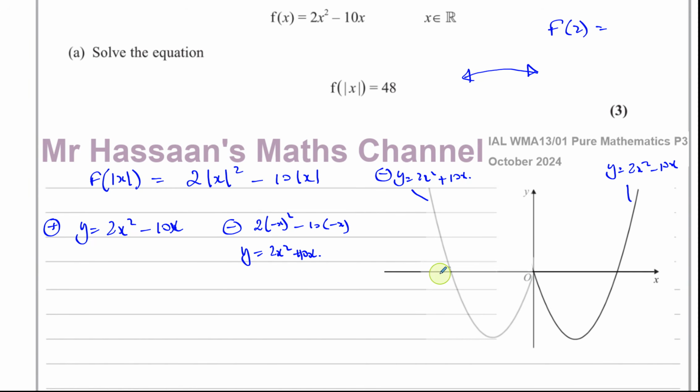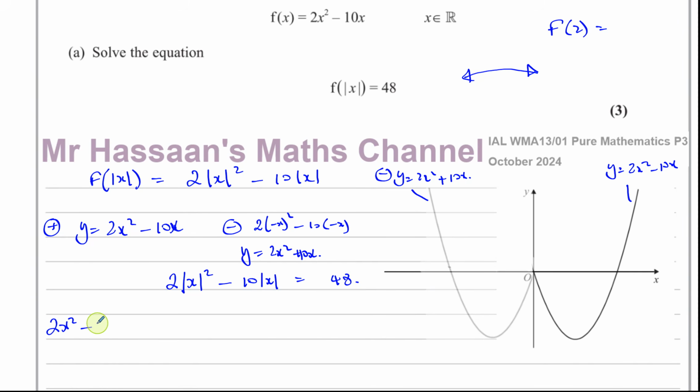So this is how the sketching of this would work. We weren't asked to sketch this, but this will help us with understanding how to solve the problem. So if you want to solve the equation 2 times the modulus of x squared minus 10 times the modulus of x is equal to 48, then we take the positive argument and solve that.